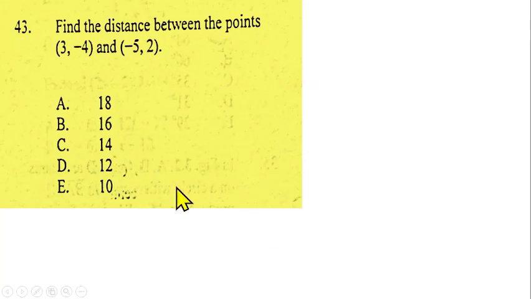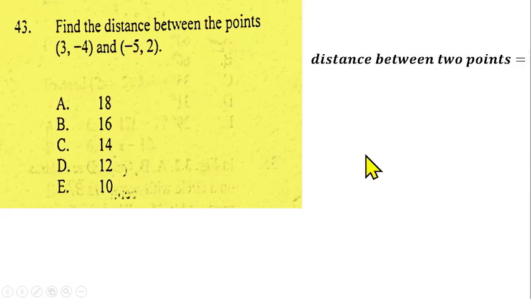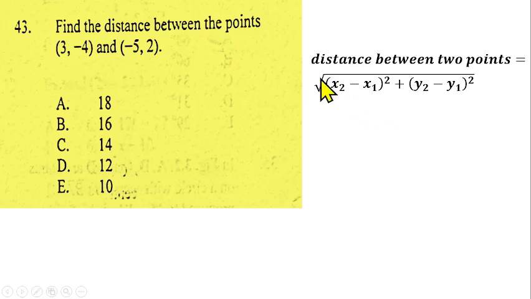Question number 43 is on coordinate geometry. How to find the distance between the points (3, -4) and (-5, 2). The distance between two points given their coordinates is the square root of the change in x squared plus the change in y squared. So that is x2 minus x1 squared plus y2 minus y1 squared. So from there we can get our y1 and our x1. Our x2 is -5, our x1 is 3, our y2 is 2, our y1 is -4.